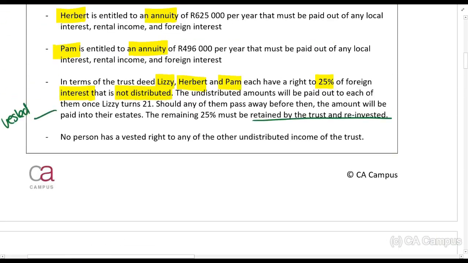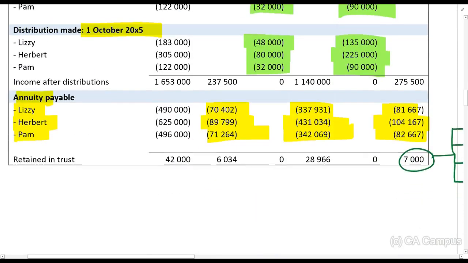Then, no person has a vested right to any other undistributed income of the trust. Now that means these amounts that you see over here, no one has a vested right.